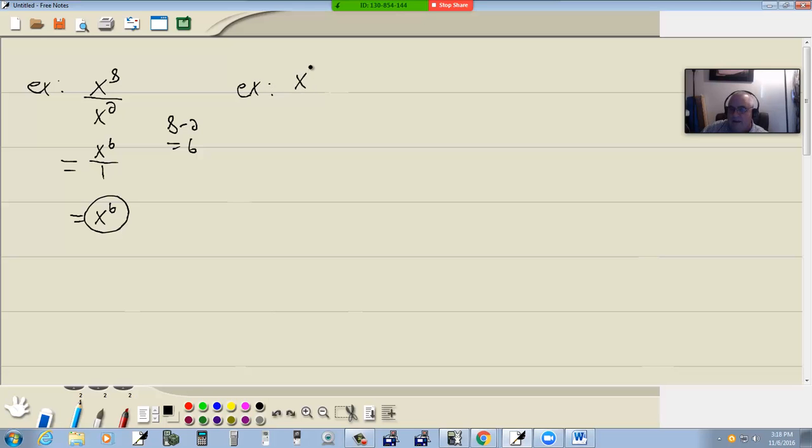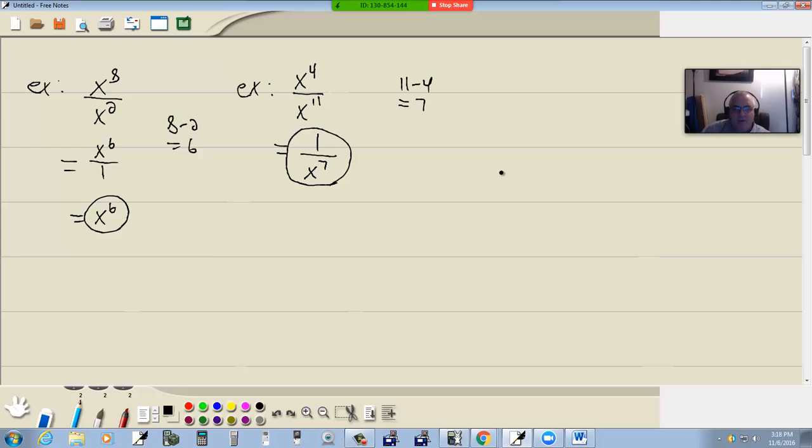Now if I had x to the 4th over x to the 11th, again you've got x to a power over x to a power. So you subtract the smaller exponent from the larger one. 11 minus 4 is 7. So we're going to have x to the 7th where our larger exponent was, which is on the bottom. And then we'll put a placeholder of 1 in the other location.